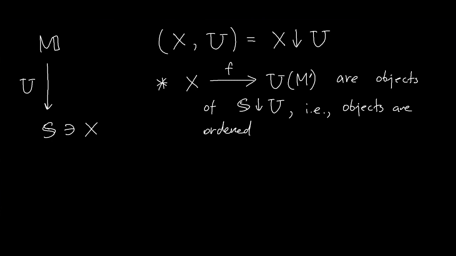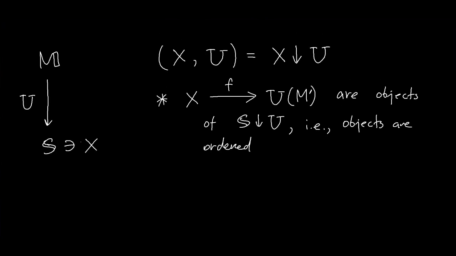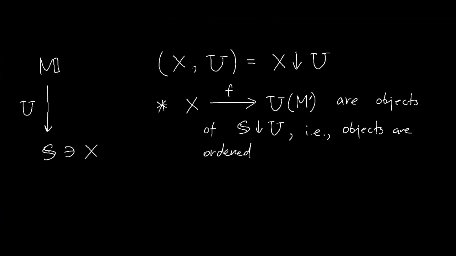The most general definition of comma category involves two functors, U and V. In this case, we can think of the functor V being a functor from a singleton category, which specifies the object X. So X is a fixed object, and U is a functor.